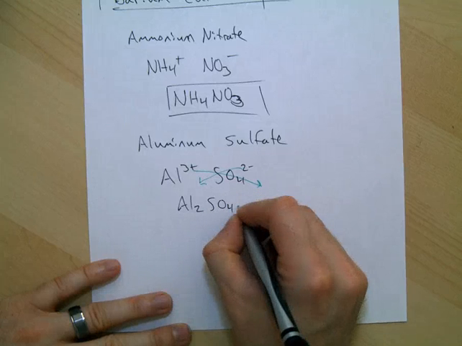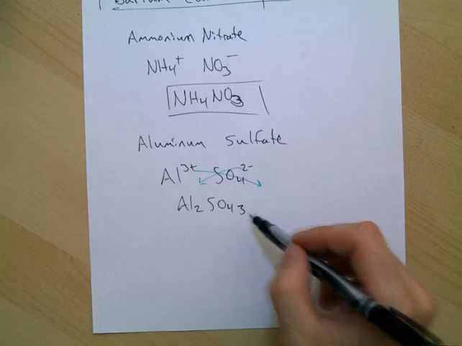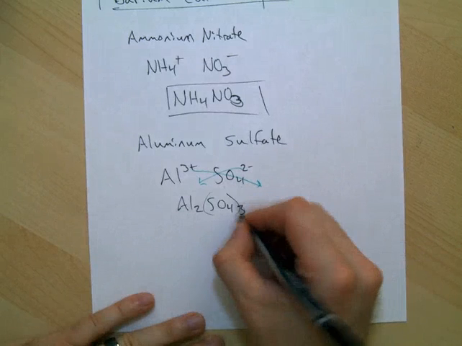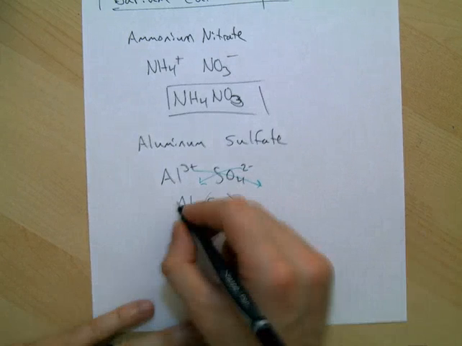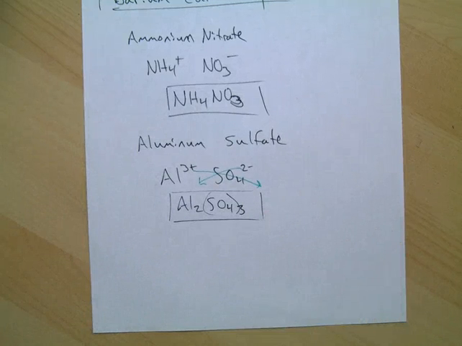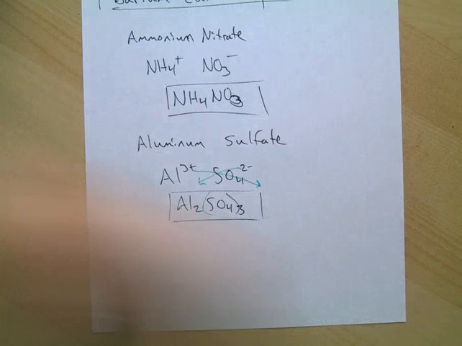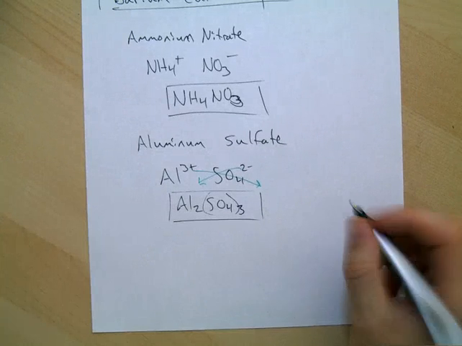Al2SO4 3. But see, the way I wrote it out this way doesn't make any sense because there's not 43 oxygens. I want to show that there's 3 sulfates for every 2 aluminums. Make sure you put parentheses around your polyatomic ions when you change their number beyond just 1. If you have any other questions, please let me know and make sure you do the practice.